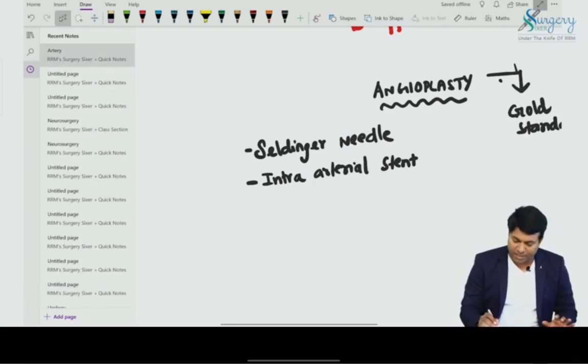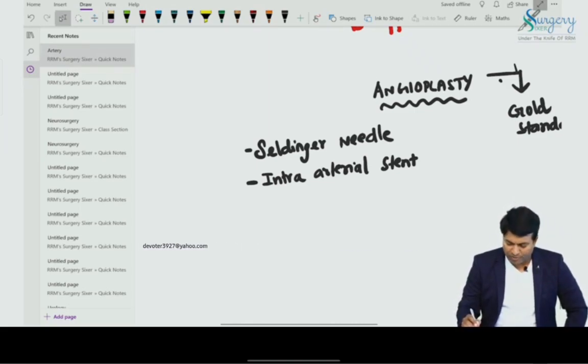There will be formation of multiple collaterals like this to the lower limb. What are the names of these types of collaterals? So this is corkscrew collaterals, this is tree root collaterals, spider leg collaterals, or the various collaterals you will see on angiography. Angiography will demonstrate the various collaterals.